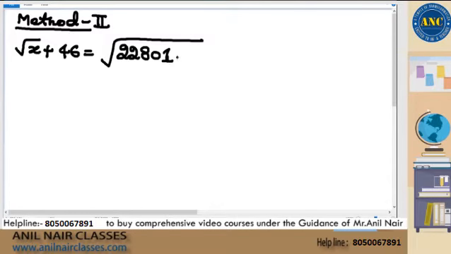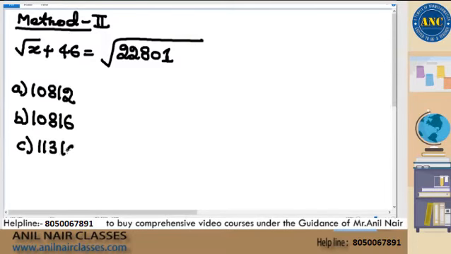Root x plus 46 is 22801. The options are 10812, 10816, 11025 and 10314. It is not in determining the answer. I will tell you why the others are right or wrong also. Method 2.